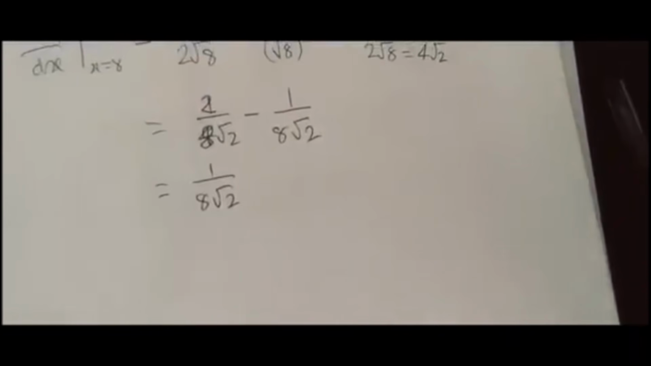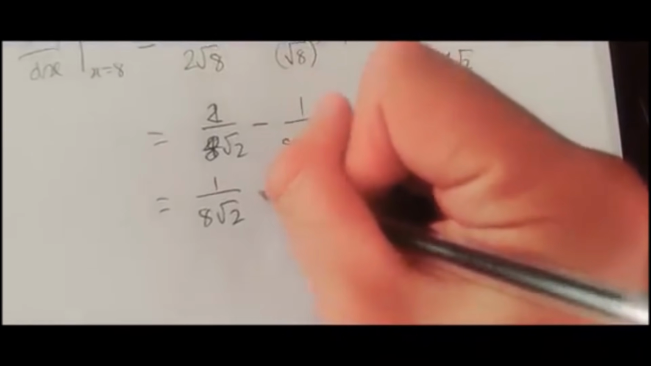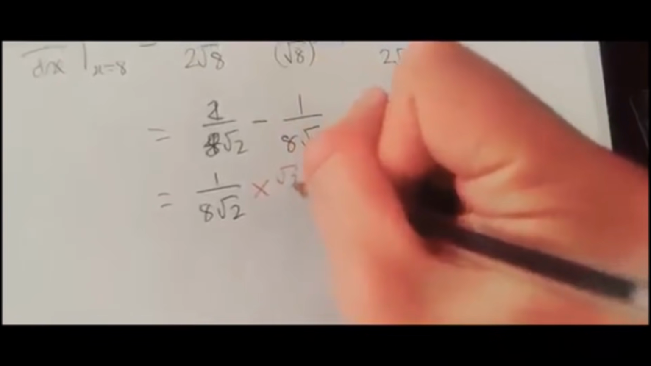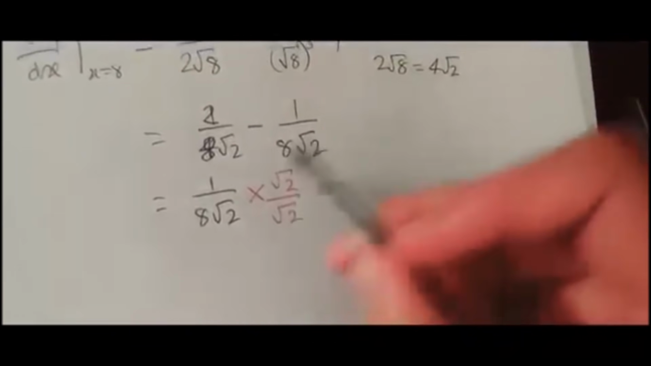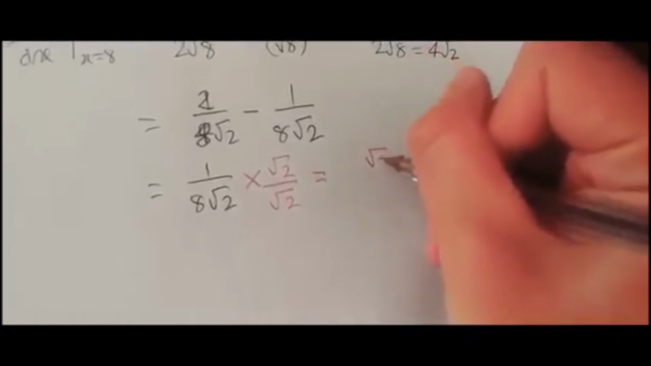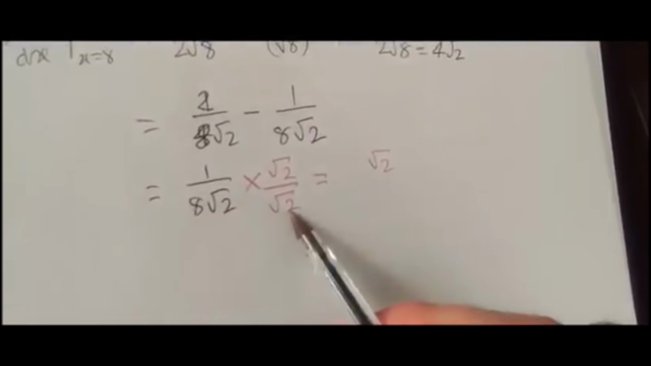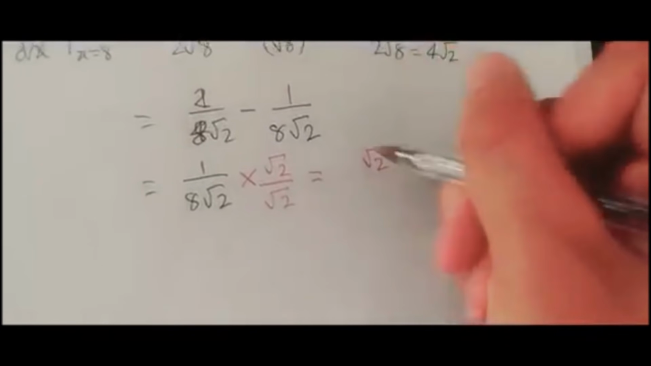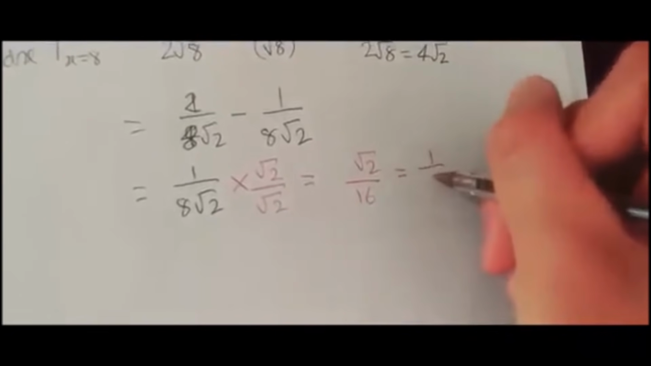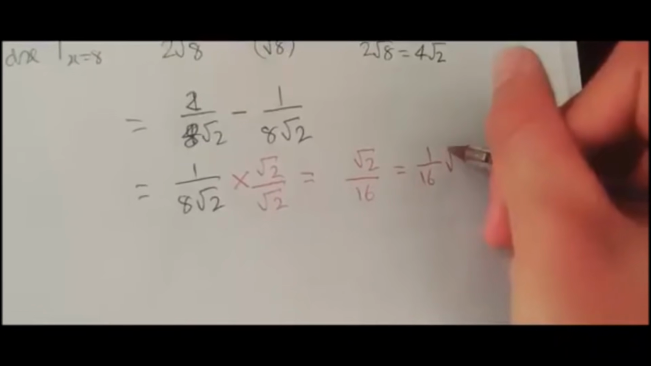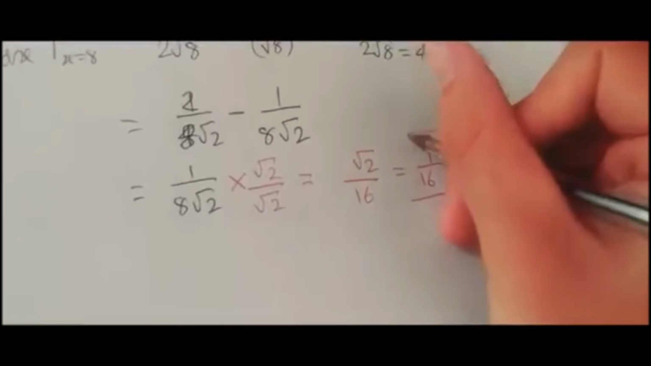Now here comes the fun, the rationalizing bit. To rationalize, we just have to multiply up and down by root 2 over root 2. This would give us what? 1 times root 2 is root 2, and then root 2 times root 2 is a whole number 2, times 8. 2 times 8 is 16, and hence we found our term. So it's root 2 over 16.